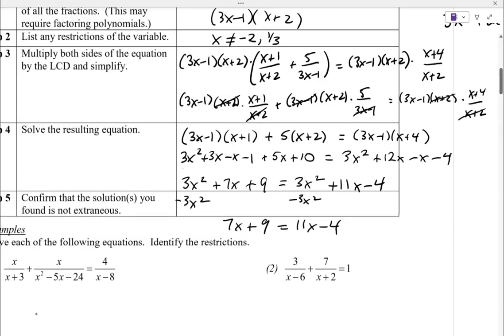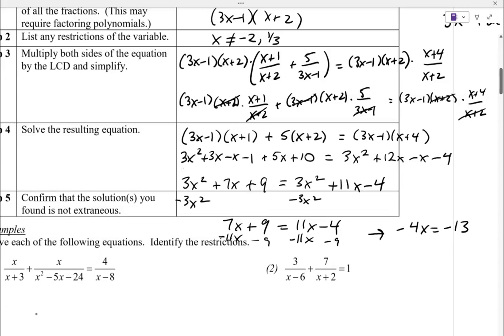So now if we want to solve for x, what do we need to do? Yeah, get all the x's on one side, right? And get the constants on the other, right? It doesn't matter which way you go as long as you keep track of your signs correctly. That's exactly right. Yep. So let's say I subtract 11x from both sides and subtract 9 from both sides. We'll get negative 4x equals negative 13.